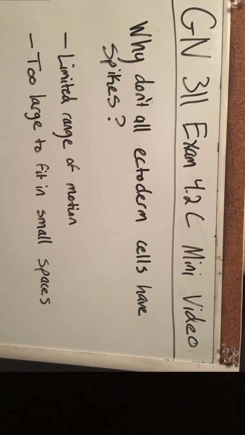If spikes were present in all cells of the ectoderm on the spiny beetle, then their movement would be extremely limited. The range of motion of the extremities would be hindered by excess spikes. Another factor could be the size of the beetles. If the beetles were too large because of their spikes, then they would not be able to fit into some small spaces that would help them hide from predators.